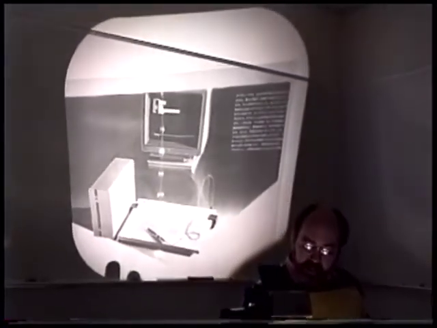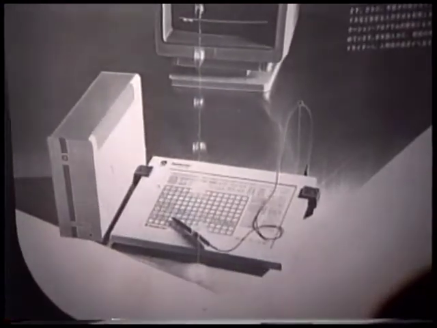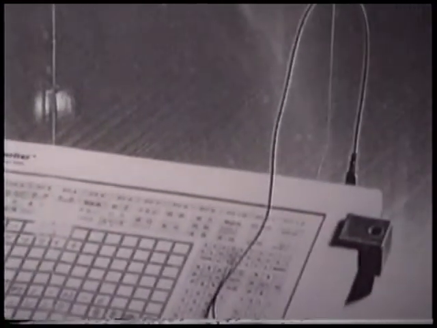Here's the product from CIC. CIC is an American company, but they were marketing their products in Japan and went to a great deal of trouble to look like a Japanese company in the Japanese market.